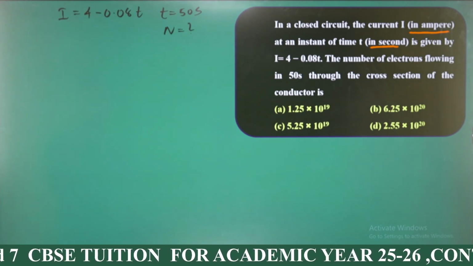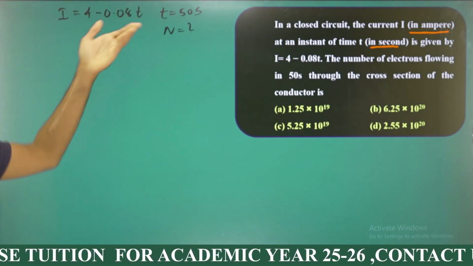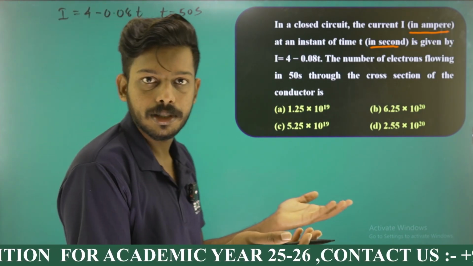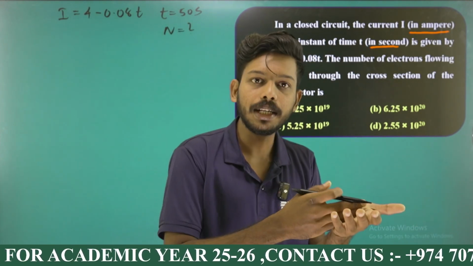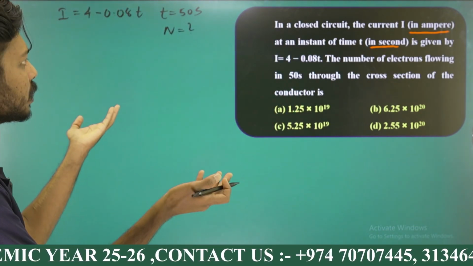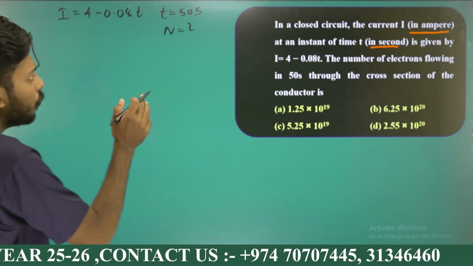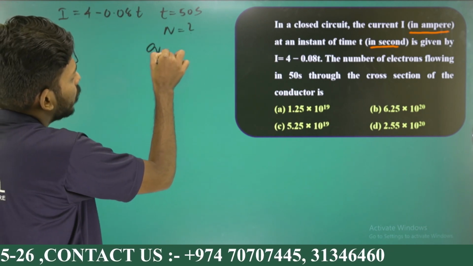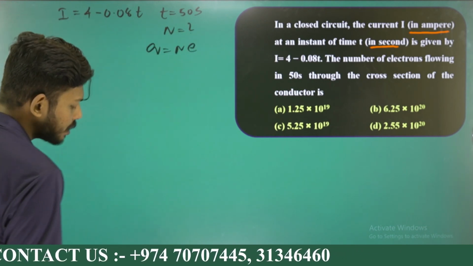The equation is I equals q by t. How can I connect these terms? I have no idea how to connect current, time, and number of charges. That's not practically possible. So use your common sense. We know that charge is equal to n into e. Charge is equal to n into e.